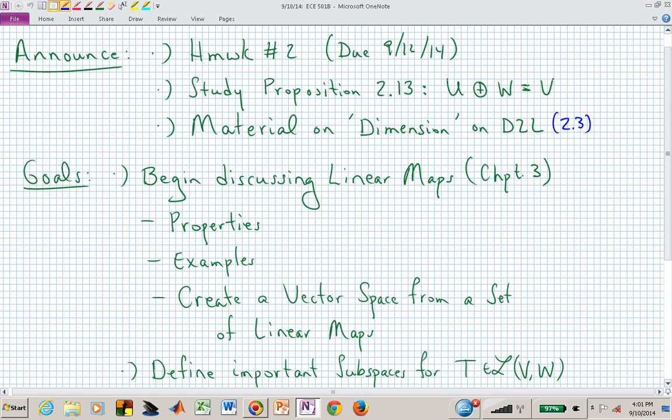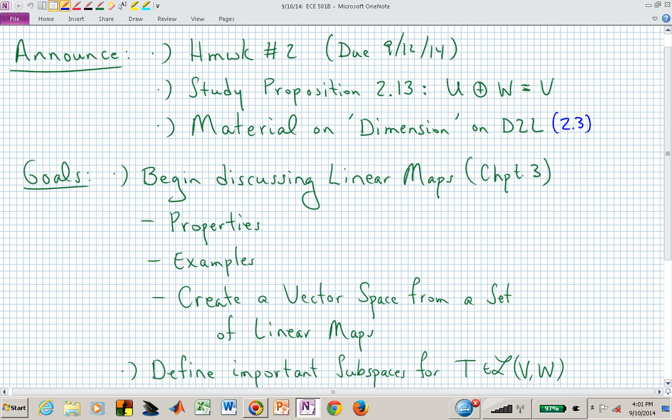Before we go into chapter 3, I need you to make sure that you're paying attention to two things. One is simply a proposition that we didn't cover last time, Proposition 2.13, which essentially says you can split a subspace into a direct sum of U plus W, and the trivial case might be when W is the 0 or the additive identity. So you can always split a subspace into a direct sum decomposition. That might be the trivial case.